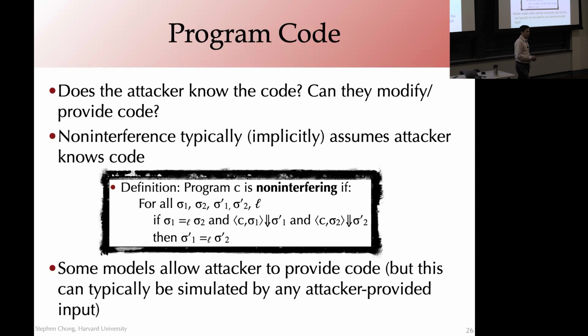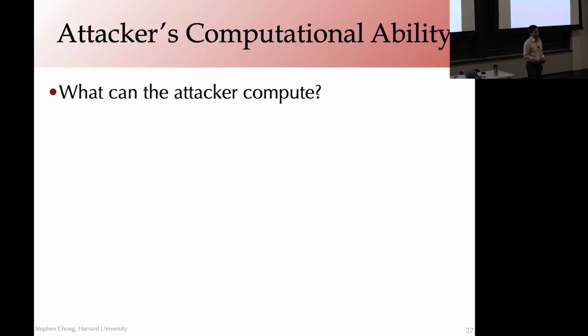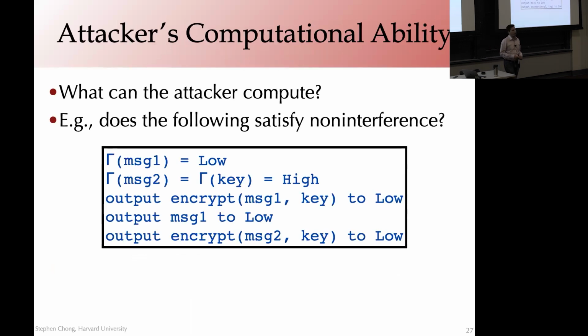As Ali was talking about in her lecture today and yesterday, one of the things we're concerned about is the computational ability of the adversary. That is, what is it that the attacker can compute? So, for example, if we had a program that's performing encryption, and I'm going to wave my hands and pretend that we somehow have an interesting deterministic encryption system, we might ask whether this program is secure.